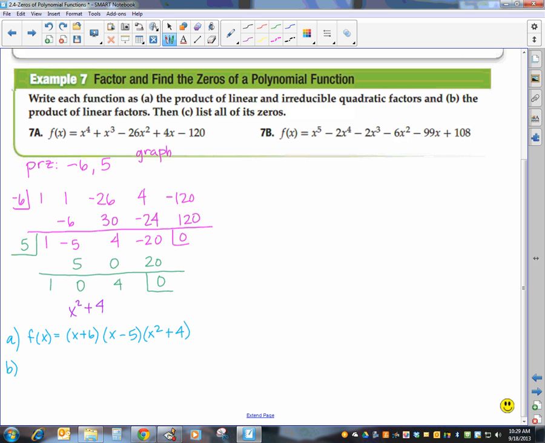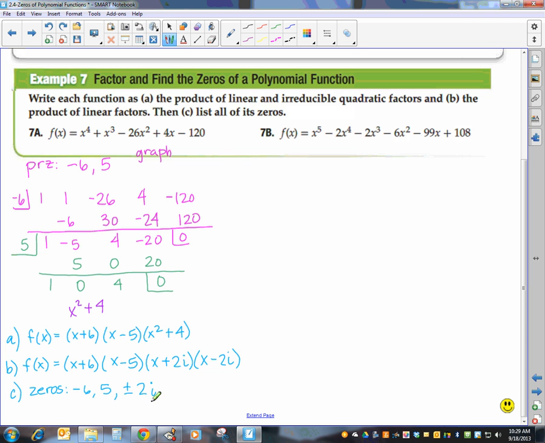Now they want us to put it in all linear factors. So if they want all linear factors, I'm going to go x plus 6, x minus 5. Linear means I can't have an exponent on that variable directly. So this becomes x plus 2i and x minus 2i. And that is going to answer the next question. So list all of its zeros. The zeros from that factored form are negative 6, 5, and then plus or minus 2i.